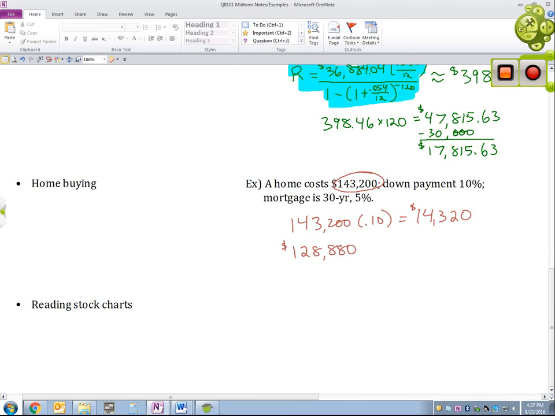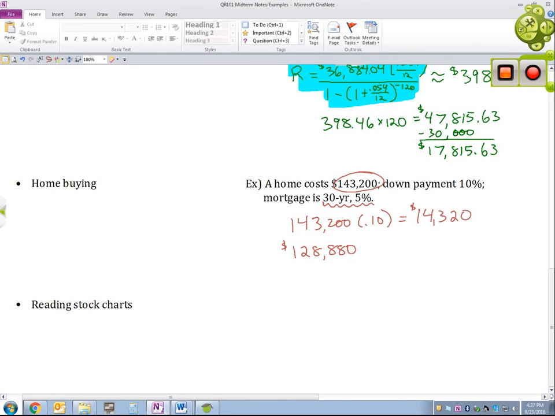Now, it did say to use a table for this, so I'm going to look at the table. I know that I have a 30-year 5% mortgage. So on the monthly payment per $1,000 of mortgage, I'm going to go down to 5%.